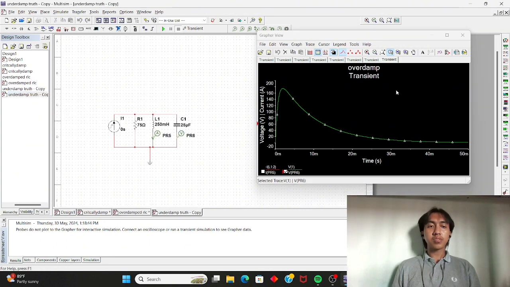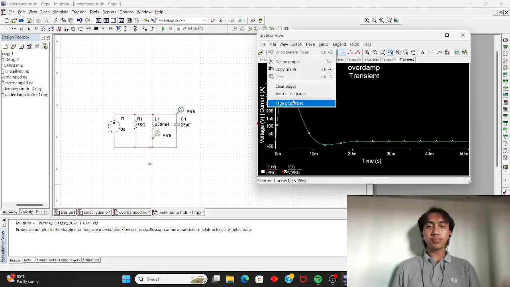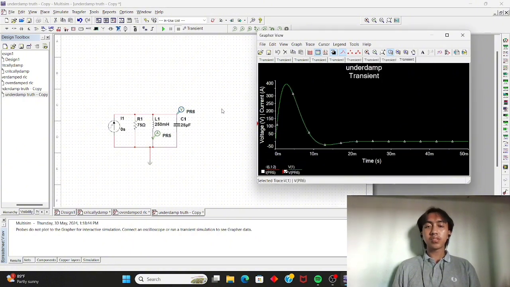Okay, next we must use the same steps. Okay, and we run it. Okay, this is our under damped graph. This is the under damped graph.